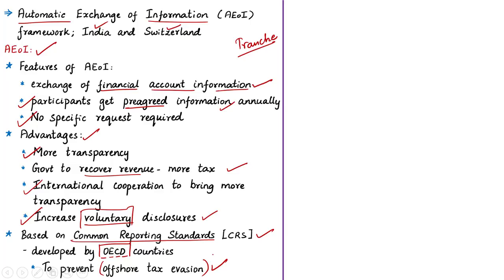Now also remember that OECD is an international intergovernmental organization of 36 countries. It was founded in the year 1961. It aims to stimulate economic progress and world trade.